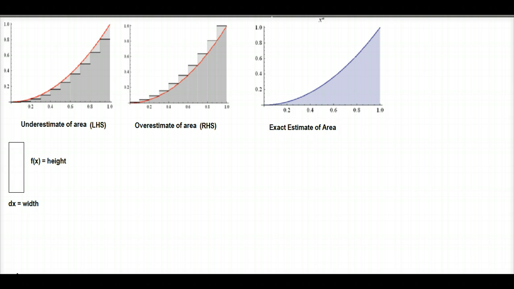Now, the way that we go about doing this is we do something called Riemann sums. I'll go ahead and write that word out for you here. Riemann sums. There are several different types of Riemann sums that we can do. We can do left-hand sums, right-hand sums, midpoint, trapezoidal. Don't want to get too bogged down in the theory about that.